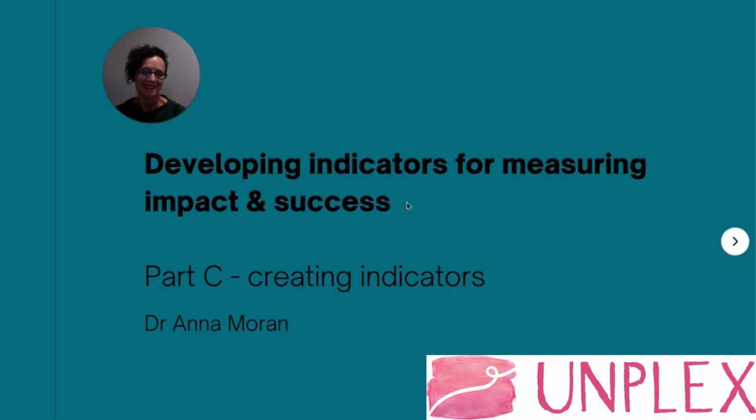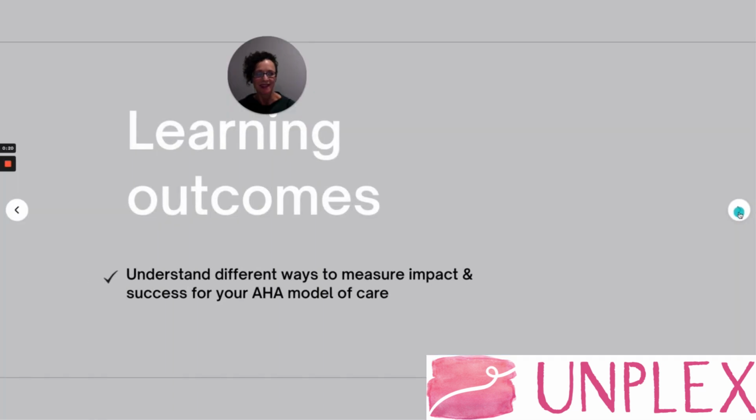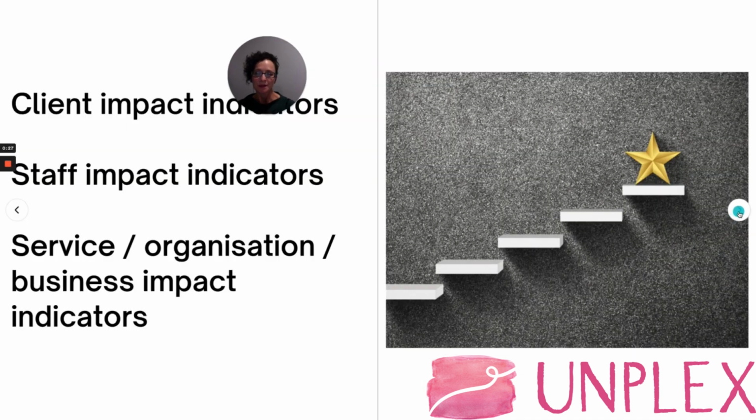This is our last presentation in this module around looking at developing indicators for measuring impact and success. In particular, in this session, we're going to talk about creating indicators to measure the impact of your allied health assistant within your team. The learning outcomes remain the same as the last two.